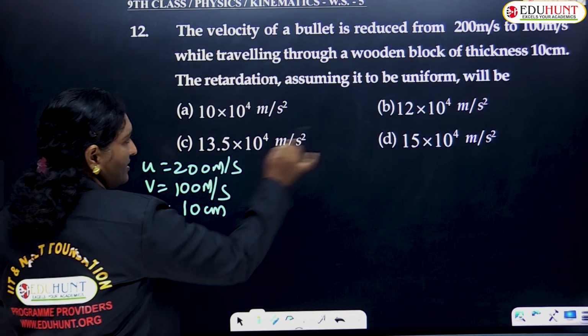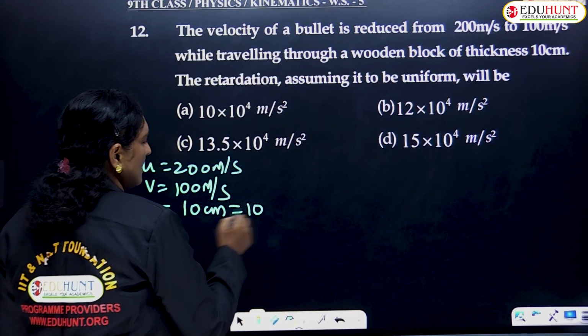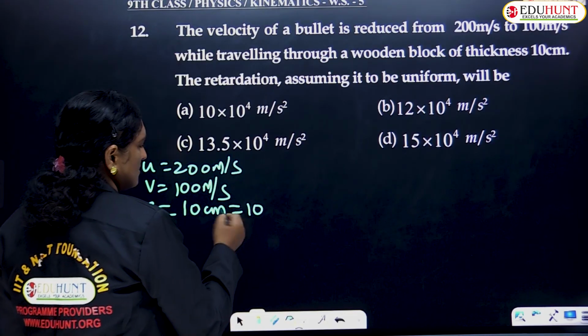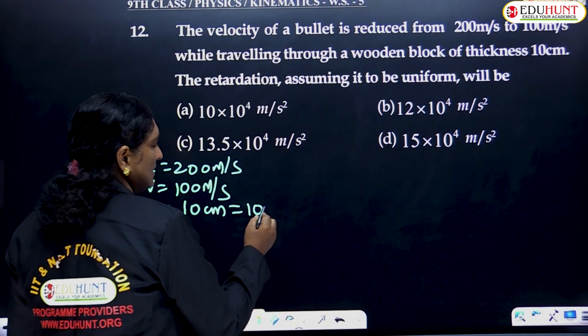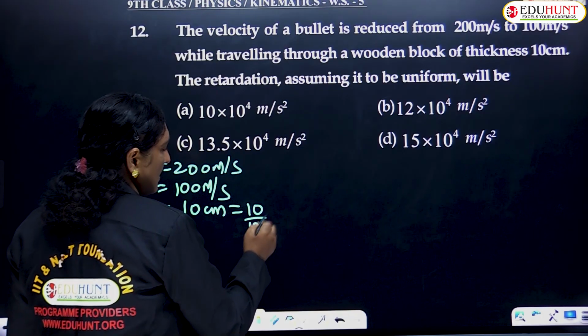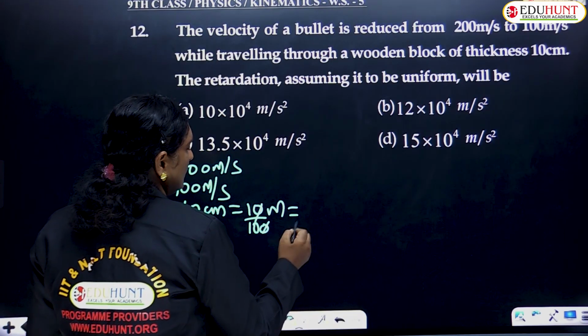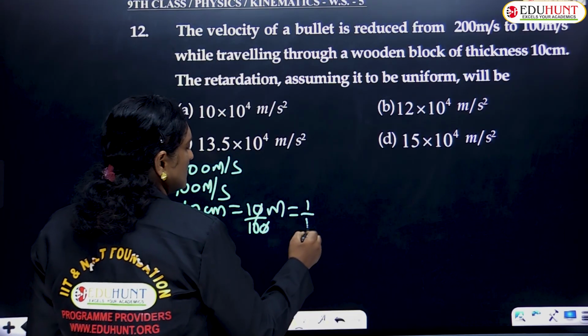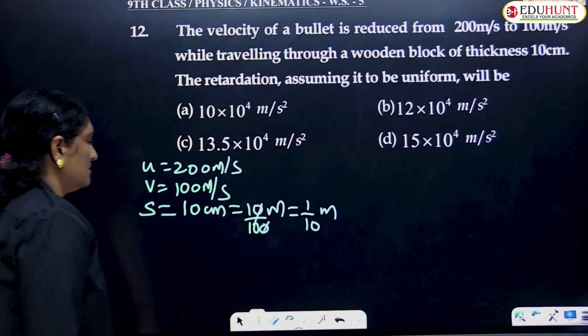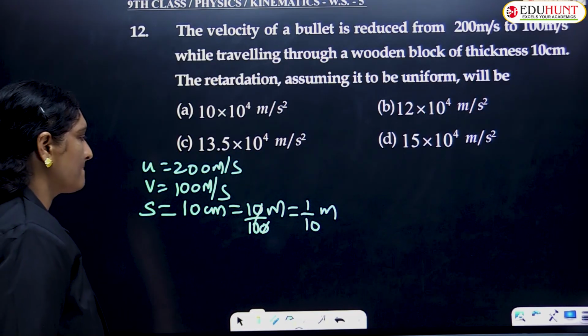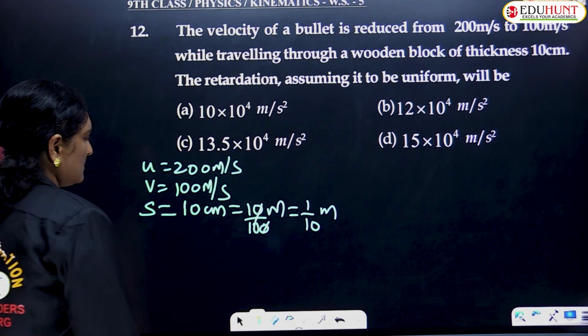So the distance is given to be 10 centimeters, but here everything is in meters, so I need to convert centimeters into meters. So 10 centimeters in meters you can write as 10 by 100 meters or 10 into 10 power minus 2. 1 by 10 is nothing but, how much is that children? 1 by 10 meters, or 0.1 meters.